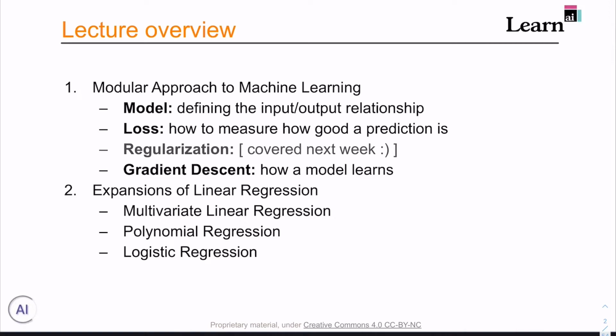So just a little bit of an overview of what we're going to talk about today. First, we're going to introduce a modular approach to thinking about machine learning that we're going to be building upon and using over the next couple of weeks. We're going to be talking about what a model is and how it defines basically the relationship that you're assuming your input variables and output variables have. We're going to be talking about loss. Loss functions measure how good a prediction is. We're going to be talking about regularization next week, so stay tuned for that. And then today we're also going to be talking about gradient descent, which is how a model learns.